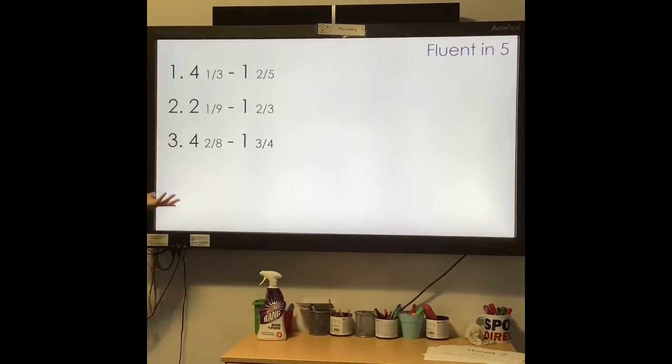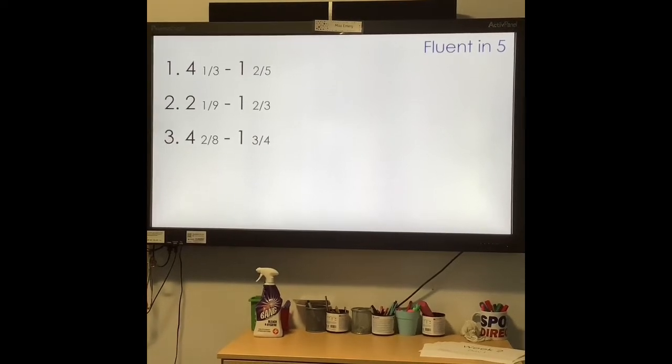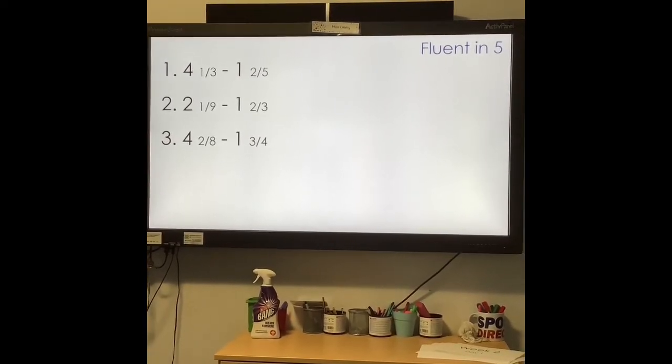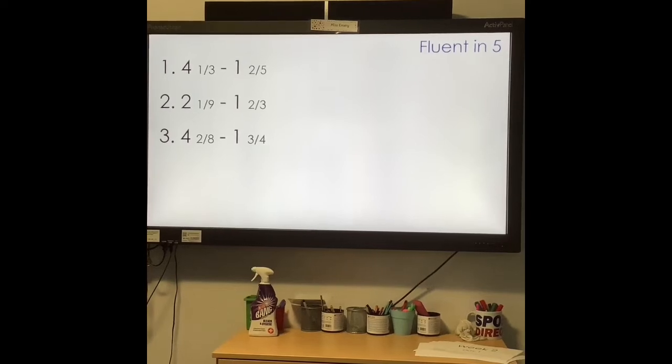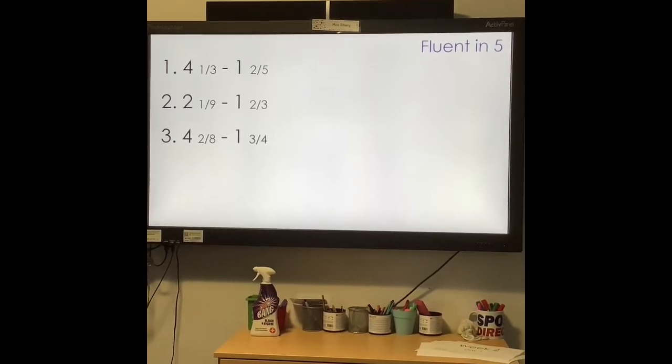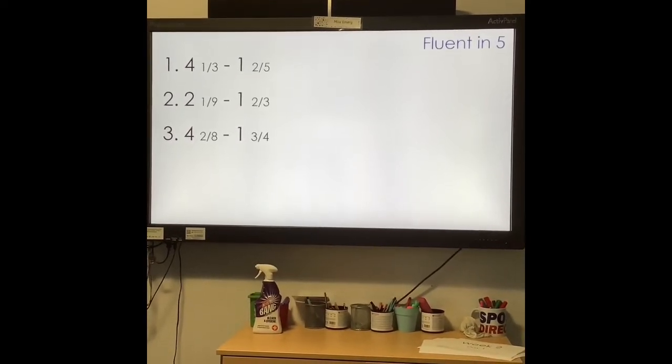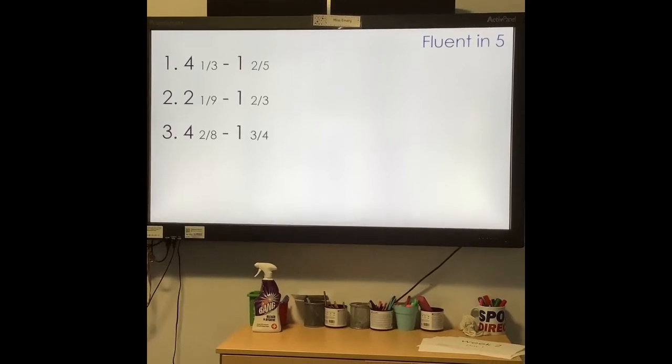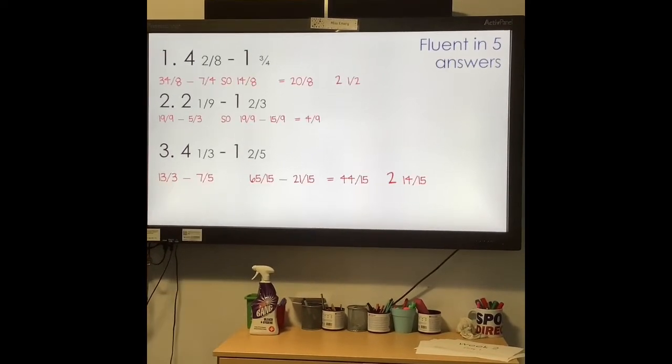As always, we're going to start with fluent in 5, which is becoming much more fluent in 3. Pause it, have a go. Don't worry if you can't do it in 5 minutes, just complete the calculations in whatever time you need and we'll see how you get on. Pause the video and have a go. Brilliant, so hopefully you paused the video and had a go, so let's look at it.